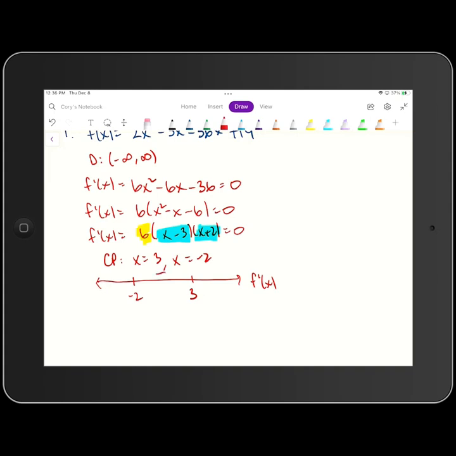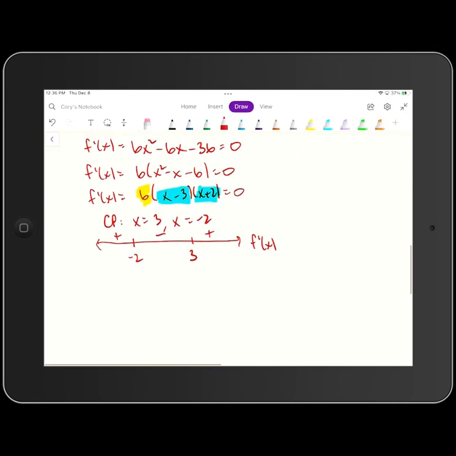And the multiplicity of both of those zeros is 1. It's odd. So f prime's value is going to change on the two outer intervals. So they're going to be plus and plus respectively. Okay, so once I have that established, we can figure out where the function is increasing and decreasing.